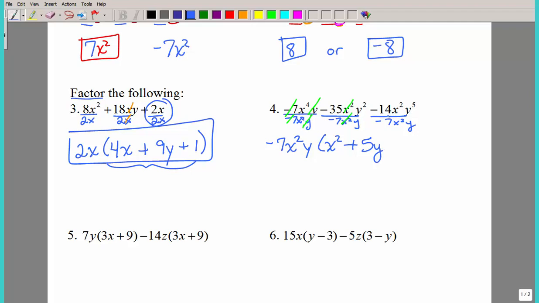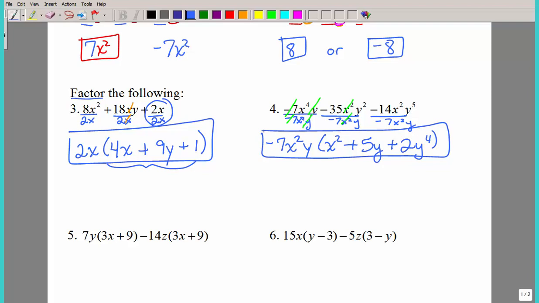On the third term, again, a negative divided by a negative is positive. 7 goes into 14 2 times. X squared divided by x squared is 1. And then when we divide out the y's, again, remember you would just subtract the exponents and you would have y to the 4th power.